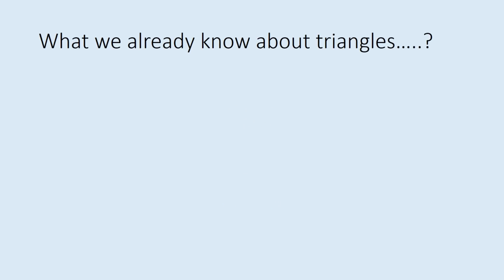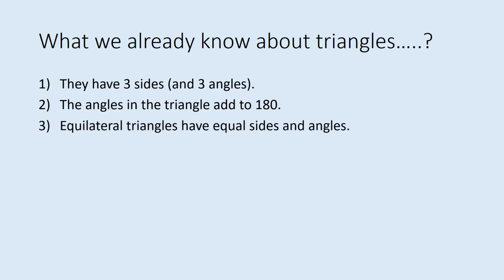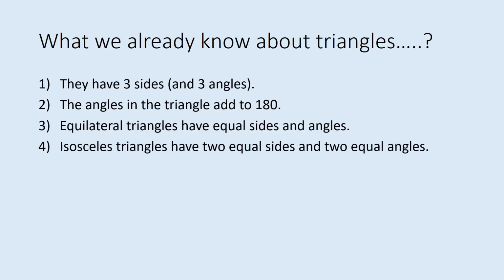So we have to think about what we already know about triangles before we talk about triangle inequalities. We already know that triangles have three sides and three angles. We also already know that the interior angle theorem says that all the interior angles add up to 180 degrees. And then we know that equilateral triangles have equal sides and equal angles, which means that all the angles are 60 degrees. And we even know isosceles triangles have two equal sides and two equal angles.